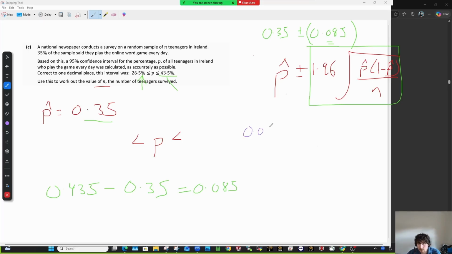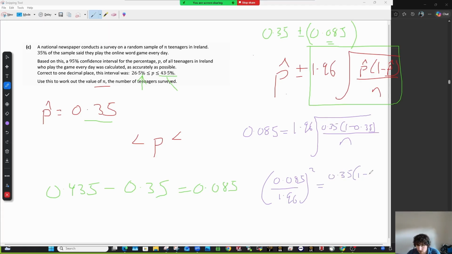So we have 0.085 equals 1.96 times the square root of p hat, which is known in the question, so it's a nice number, times 1 minus 0.35, over n. Now we're looking for n, so n is an unknown. So here you go, one equation, one unknown. Let me show you how to move this around. Bring this underneath here, divide both sides by 1.96, and then square both sides. That's a straightforward move. Square, and then you've got the 0.35 here.